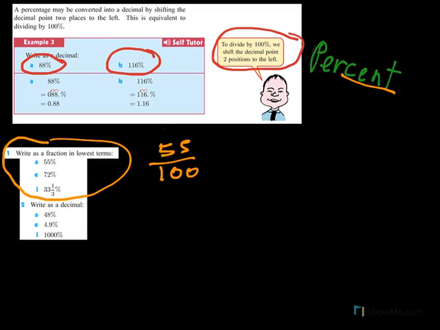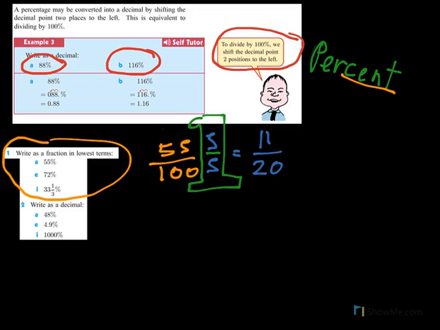Now we simply simplify this fraction. What goes into both 55 and 100? I always like to draw a giant one. Which is the biggest number that goes into both 55 and 100? Well, we know 5 does. 5 goes into 55 11 times. 5 goes into 100 20 times. And I don't think we can make that smaller. So our answer for number A is 11 over 20.